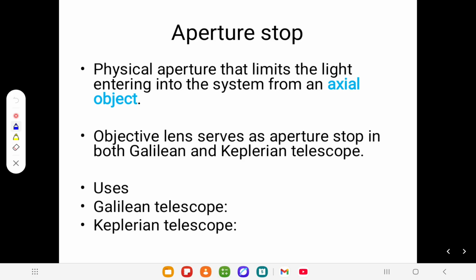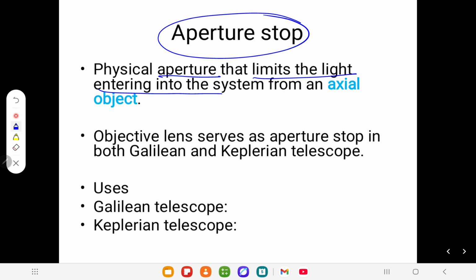First, let's discuss the aperture stop. It is the physical aperture that limits the light entering the system from an axial object. That's the definition. So it's a physical aperture. What it does is limit the light entering the system. It's very important: not exiting from the system. Aperture stop means it limits the light entering the system. Okay, so the objective lens serves as the aperture stop, in both the Galilean and Kepler telescope.